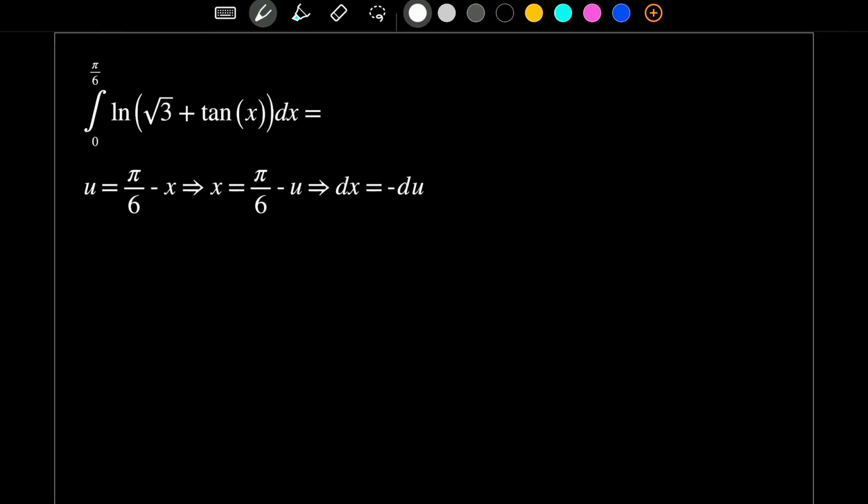So we plug in 0 into x here. That means u is going to be equal to pi over 6, and then if we plug in pi over 6, we're going to get zeros. So we're going to get the integral from pi over 6 to 0 of the log of the square root of 3 plus the tangent of pi over 6 minus u du, but we have to put a minus sign in front because of our dx equals minus du.